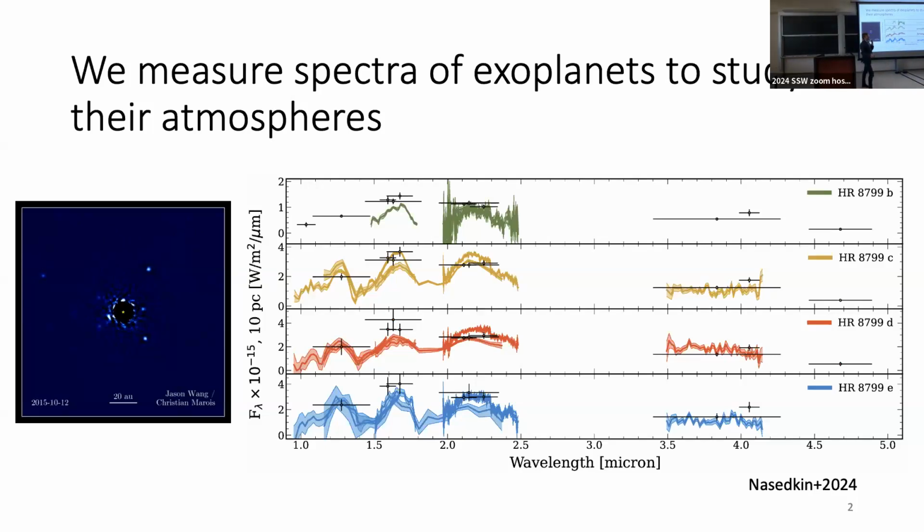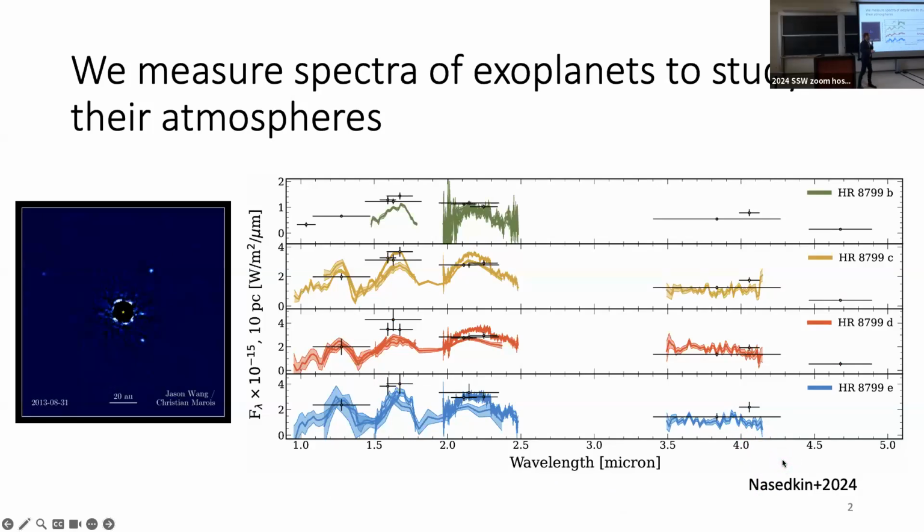By now, as you've gathered from talks before, we like to measure spectra of exoplanets in order to study their atmospheres. This slide is from Everett Nasedkin's paper, a really thorough paper on the HR 8799 planets. In this plot, you have most, not all, but most archival spectra for the HR 8799 planets, from b to e at the bottom. And you can see that it goes from 1 to 4 microns here.